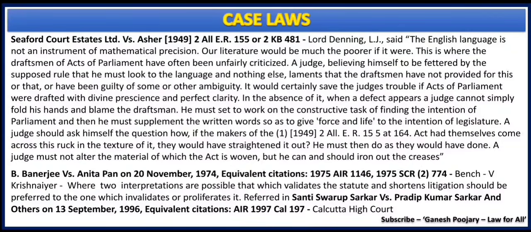And now you might be having one very important question in your mind. Why interpretation of statutes? What are the objects? Now that's what exactly I'm going to deal in my next class.